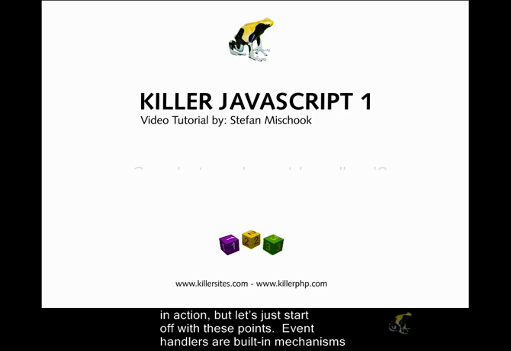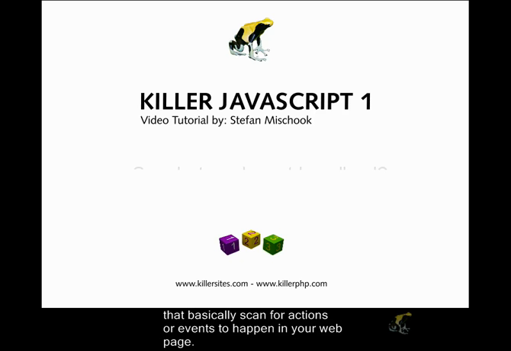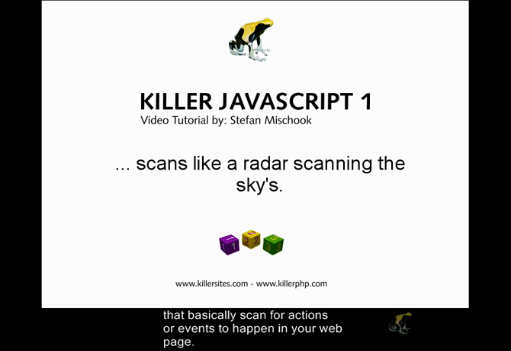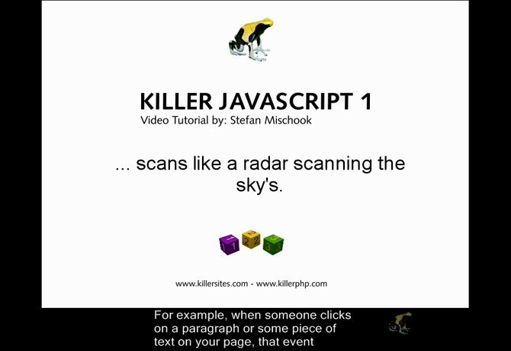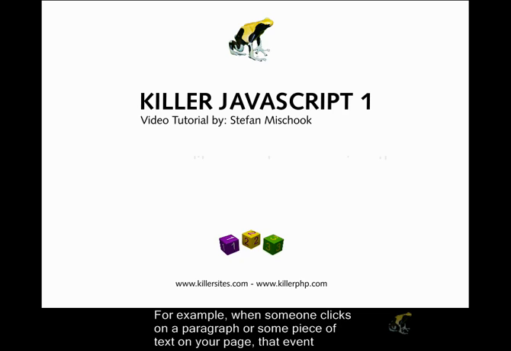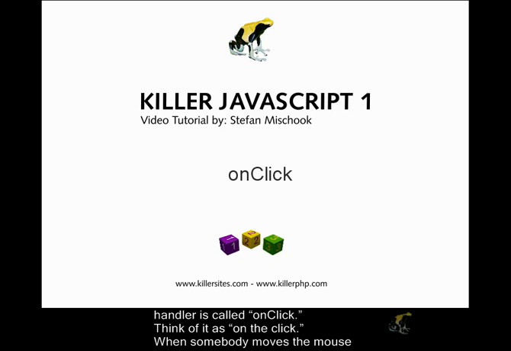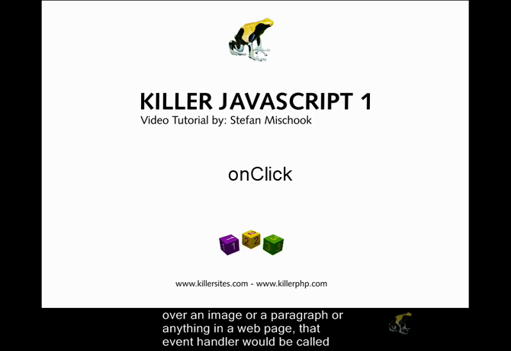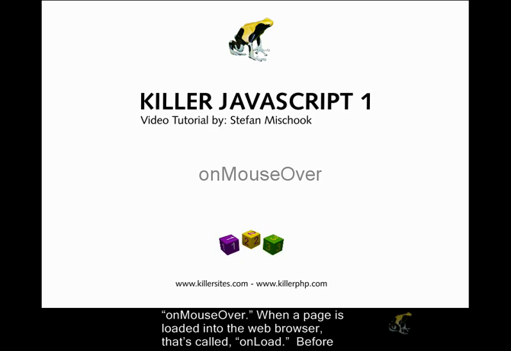Event handlers are built-in mechanisms that basically scan for actions or events to happen in your web page. So for example, when someone clicks on a paragraph or some piece of text on your page, that event handler is called onClick. Think of it as on the click. When somebody moves a mouse over an image or a paragraph or anything in a web page, that event handler would be called onMouseOver. When a page is loaded into the web browser, that's called onLoad.